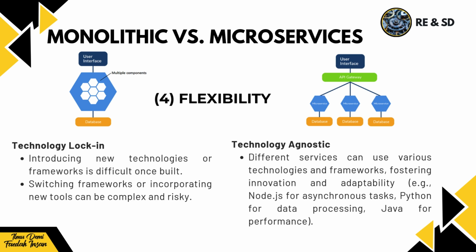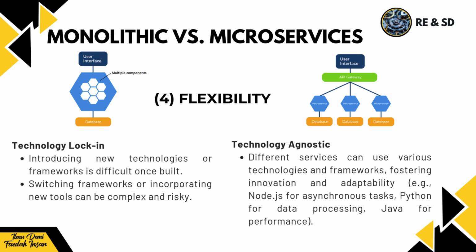Let's look at flexibility. Monolithic architecture often leads to technology lock-in. Once the application is built, it can be difficult to introduce new technologies or frameworks. Switching to a different framework or incorporating new tools can be complex and risky. Conversely, microservices architecture is technology agnostic. This means you can use different technologies and frameworks for different services, fostering innovation and adaptability. For example, one service might use Node.js for its asynchronous capabilities, while another might use Python for its data processing libraries, and yet another might use Java for its performance and scalability features.